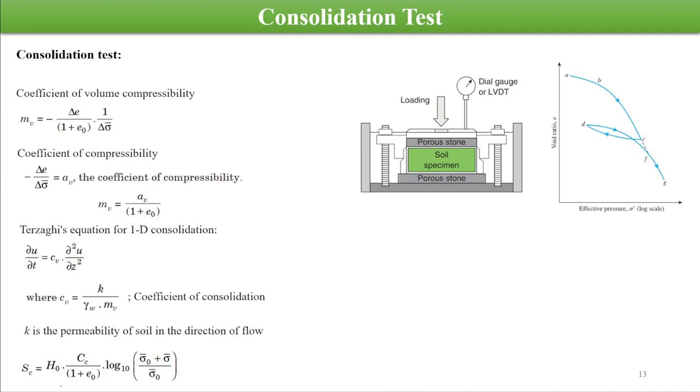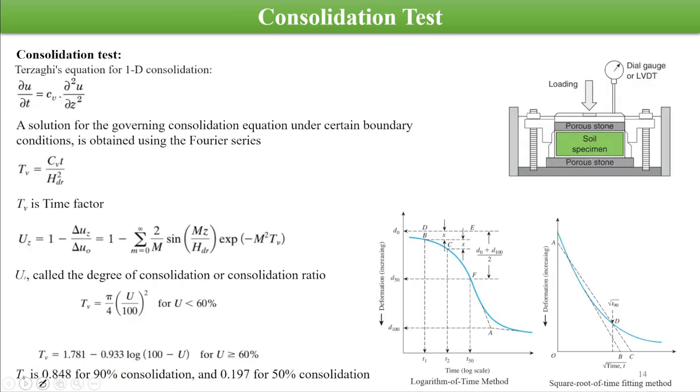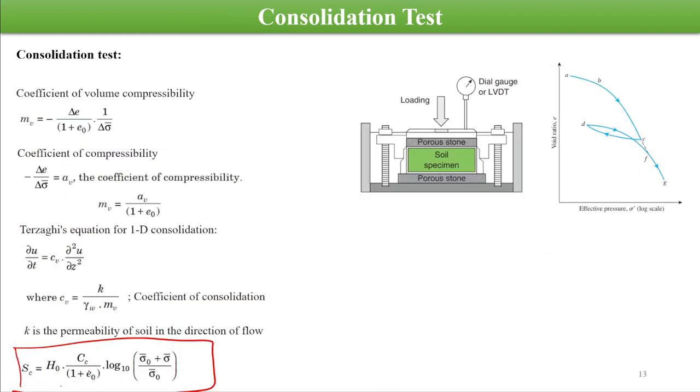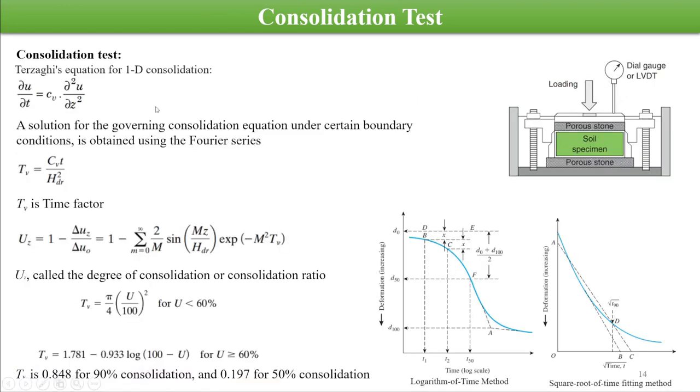K is the permeability of the soil in the direction of the flow. From this consolidation test, we can also obtain the formulation for the settlement. The formulation for the settlement is going to be Cc H naught upon 1 plus e naught, log at base 10 of sigma naught dash, the initial effective stress, plus the change in the effective stress, with the initial effective stress in the denominator.